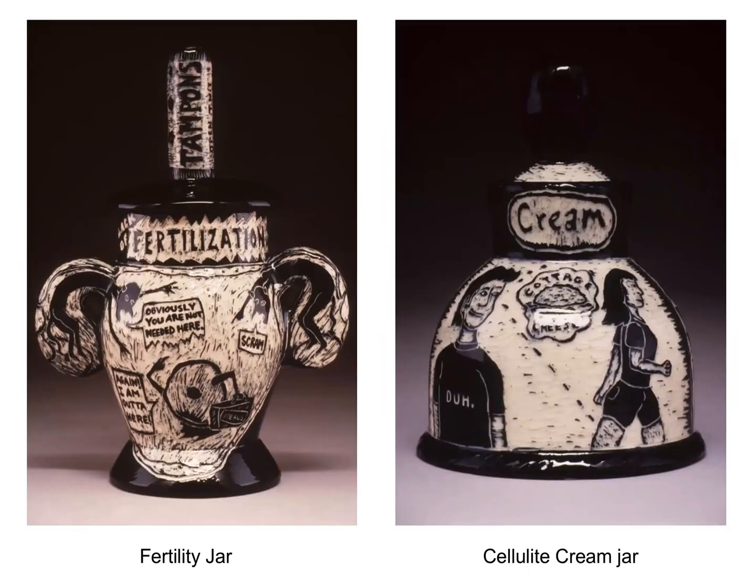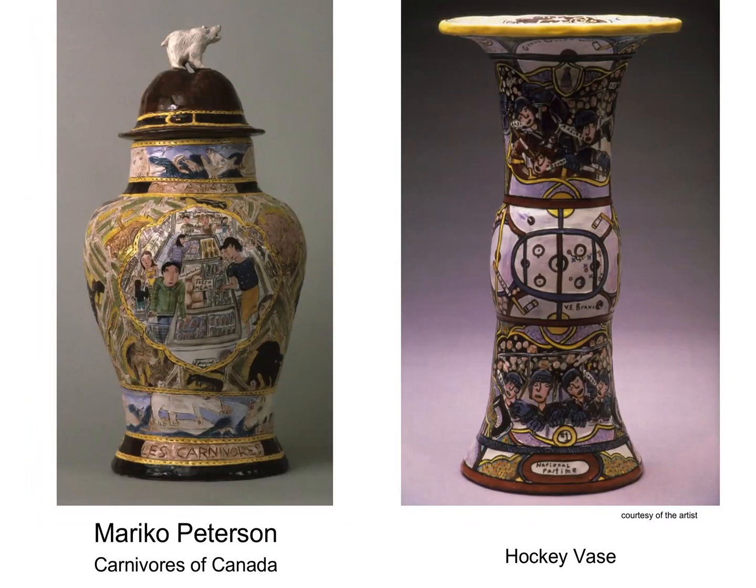And I believe ceramics is ideally positioned because of its amazing relationship to domesticity, to daily life, to the familiarity of those forms. We know what they are, we know what we can use them for, although it may be a fertility jar or a cellulite cream jar. And Mariko Peterson with the Carnivores of Canada, celebrating Canadianness and what it feels like and what it means to be a Canadian with her hockey vase.